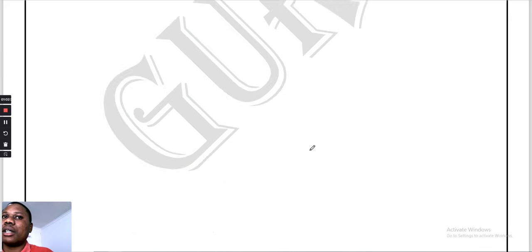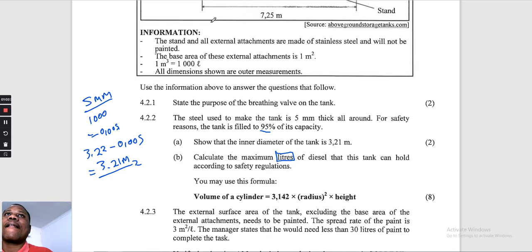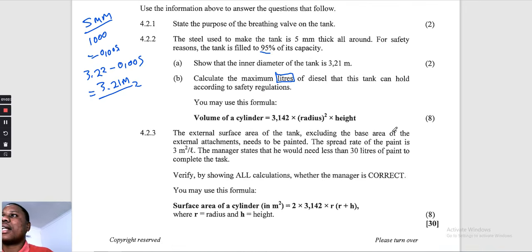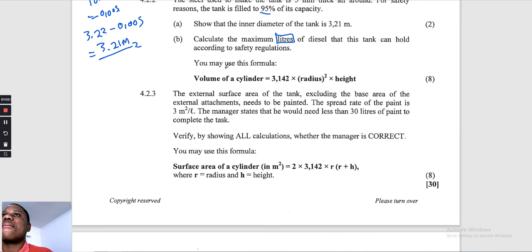Okay, then we move to the next one. It says the external surface area of the tank, excluding the base area of the external attachment, needs to be painted. The spread rate of the paint is 3 meter squared per liter. The manager stated that he would need less than 30 liters of paint to complete the task. Verify by showing all calculations whether the manager is correct.